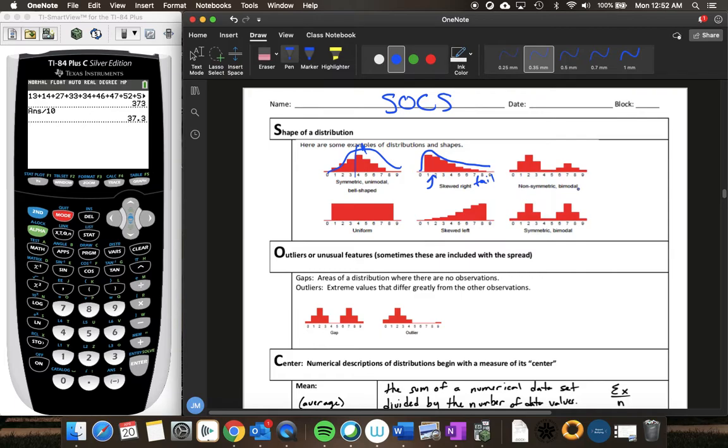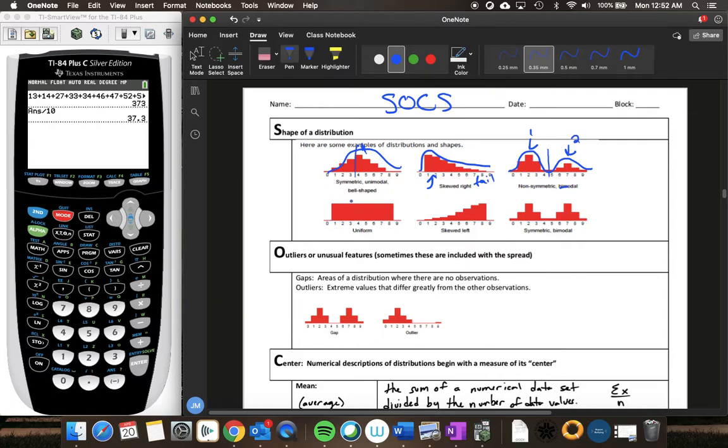The next is non-symmetric and bimodal. Non-symmetric meaning that if I drew a line to try to cut it in half, they don't look exactly the same on either side. But bimodal means that it's got a couple of different peaks. That it's got one peak right here and a second peak right here. So for 2, that's why we're calling it bimodal.